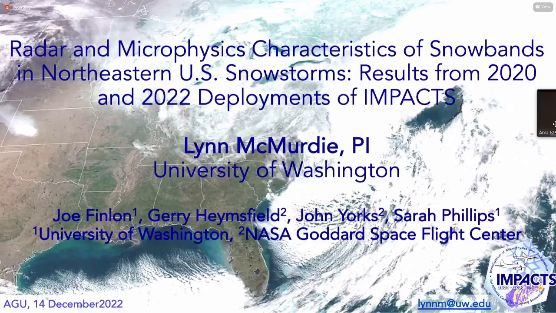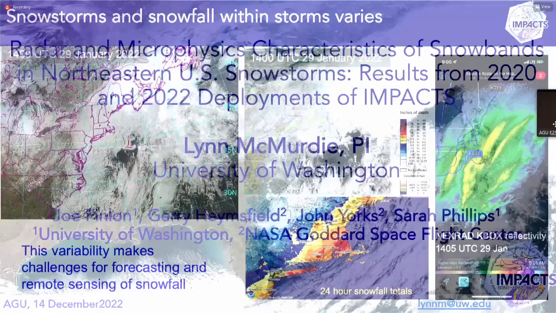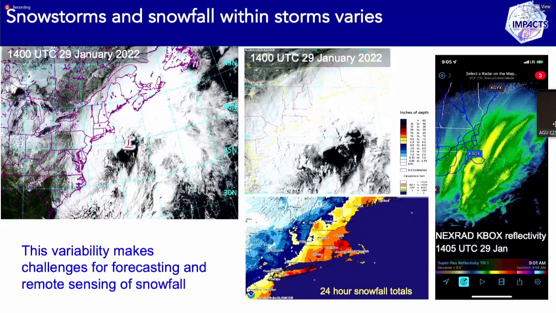Good morning, everybody. Exciting to be here. I'm going to talk about an ongoing field campaign, IMPACTS, an investigation of microphysics and precipitation for Atlantic coast threatening snowstorms. As you all know, snowstorms and snowfall within them are highly variable. This variability makes challenges for forecasting and remote sensing of snowfall. You often see that the snowfall is organized in narrow bands, and these are transitory sometimes, or sometimes they're very large and sit over one location for a long time.